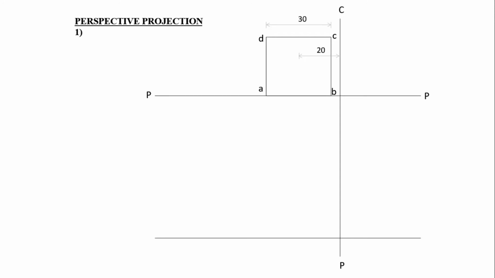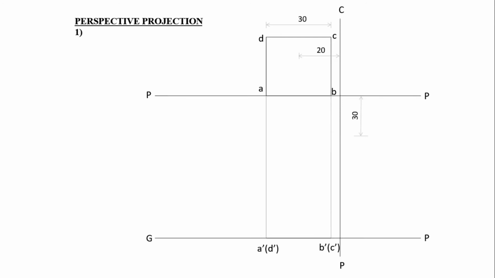Now this newly drawn line represents the ground line, the ground plane. Then we draw the front view of the object. The front view of the object is only a straight line, so it is A dash D dash, then B dash C dash. The front view of the object is also drawn.